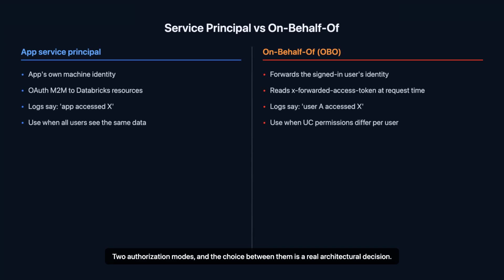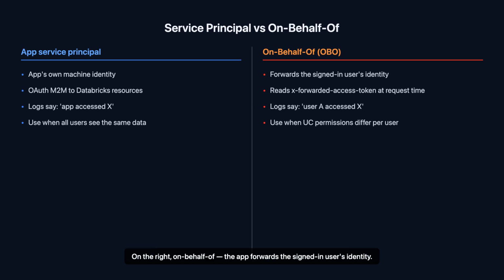2 authorization modes, and the choice between them is a real architectural decision. On the left, the app's own service principal, its machine identity, OAuth machine to Databricks resources. Audit logs say the app accessed something. Use this when every user of the app sees the same data.